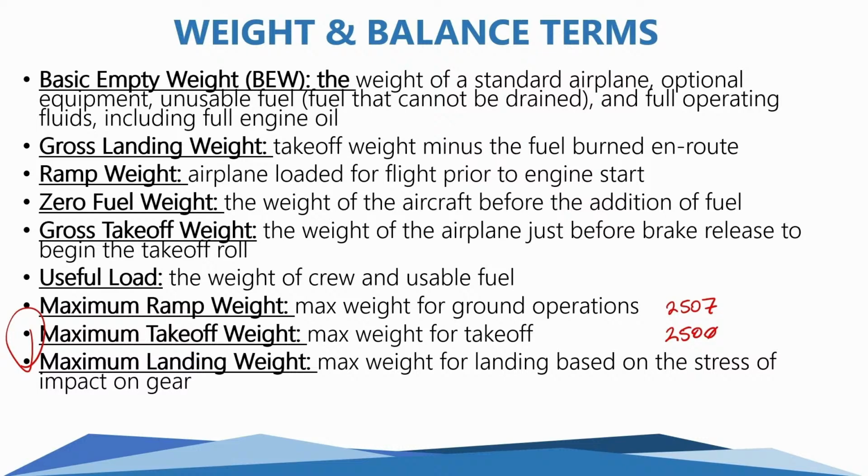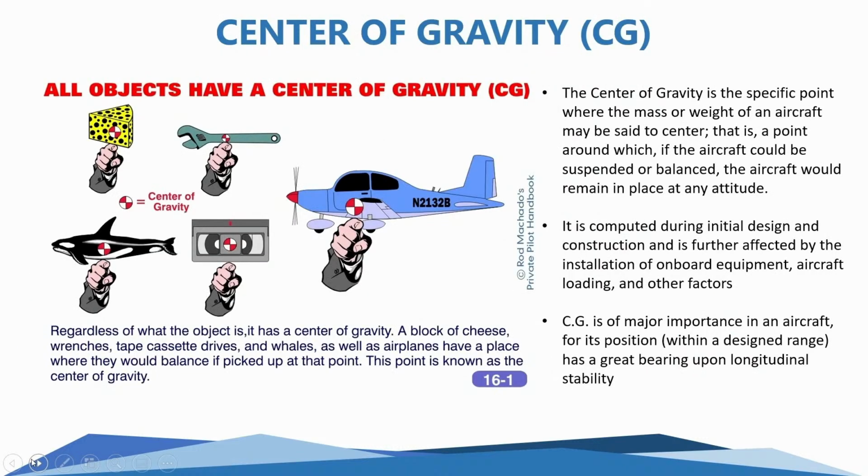Okay. So the center of gravity, as I said, basically every single object that you have, you can try to balance at some point, and that would be considered the center of gravity. It's basically the specific point where the mass or weight of the aircraft may be said to be centered. It's a point around which, if the aircraft could be suspended or balanced, the aircraft would remain in place at any attitude. It's computed during the initial design and construction, and it's further affected by the installation of any type of equipment, and then aircraft loading, basically where we put people in there, and also other factors as well. CG is of major importance to the aircraft and its actual position.